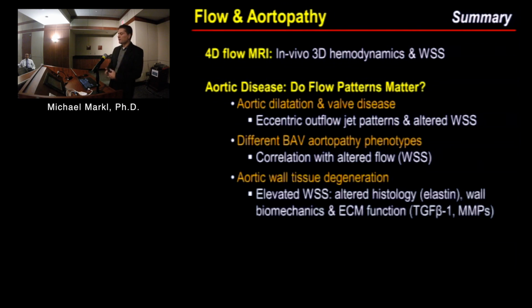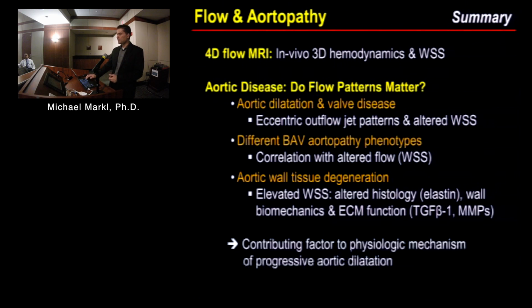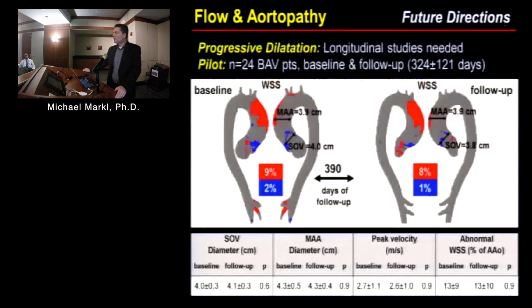And more recently, there was more direct evidence that the altered shear stress is really linked to histology, or changes in aortic wall architecture, biomechanics, and extracellular matrix function. So we believe that hemodynamics actually could be a contributing factor to the physiologic mechanism for disease development. Just want to give you two more slides on where we think this should go in the future.